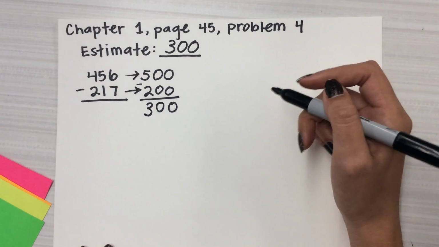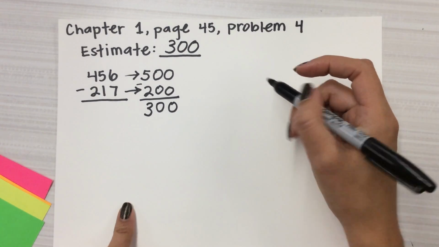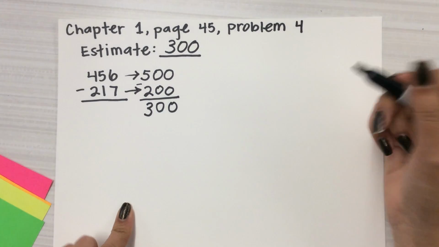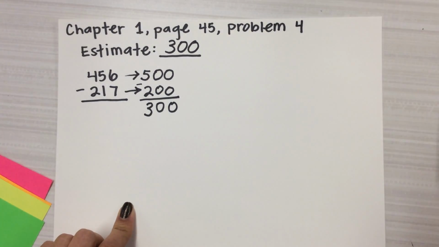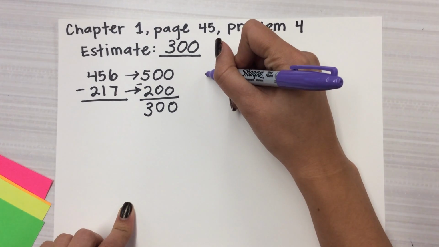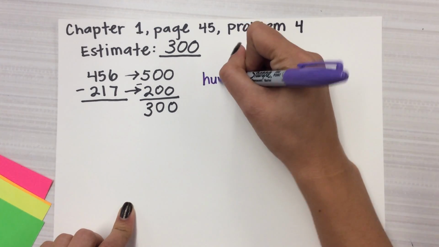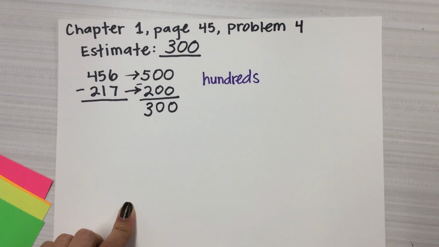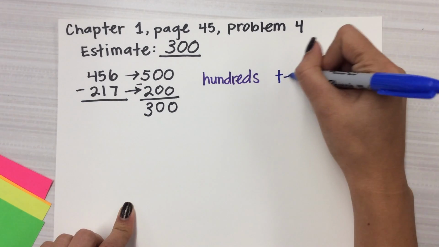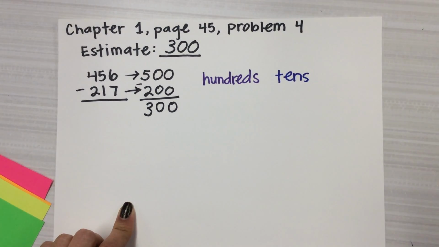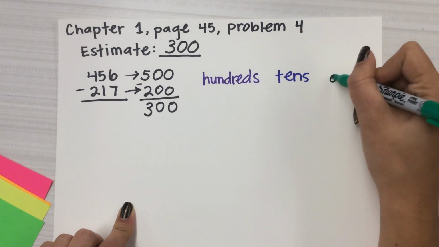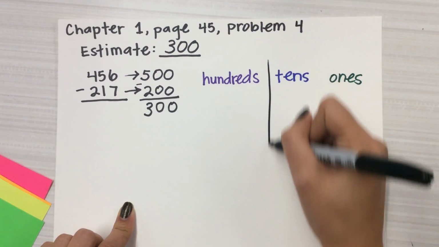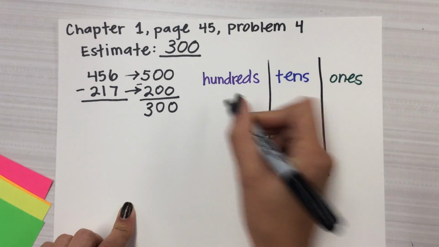Something that I've been doing with students that will help us, because we're going to have to regroup. You can't do 6 minus 7, right? So for students to conceptualize regrouping, we're going to go ahead and draw a table. This table is going to have our hundreds place. It's going to have our tens place. And it's going to have our ones place. And students have practiced drawing this table.